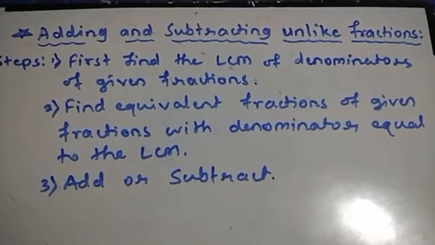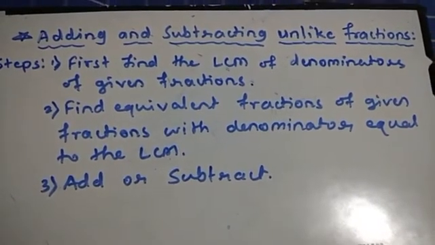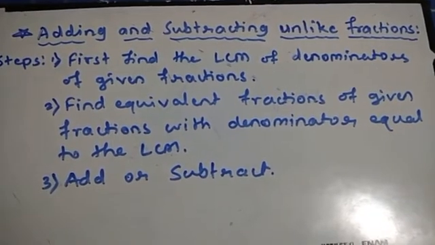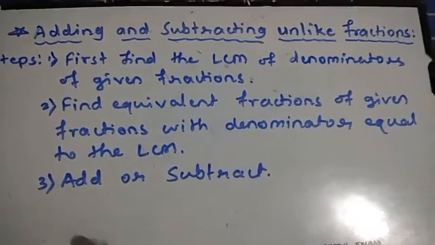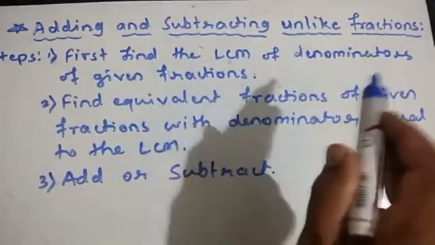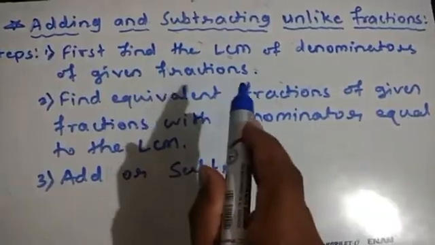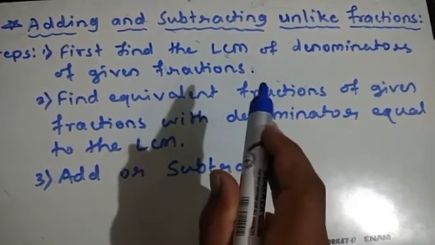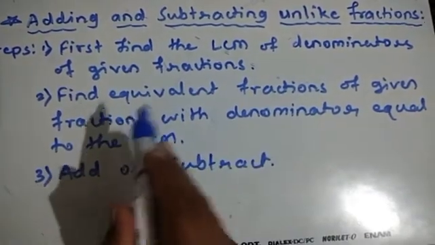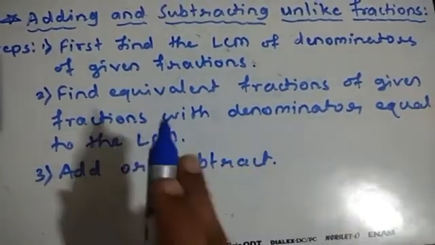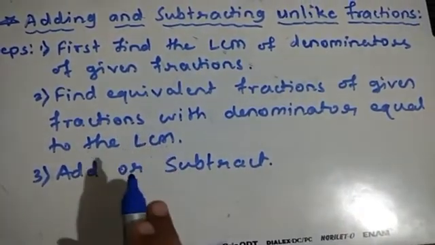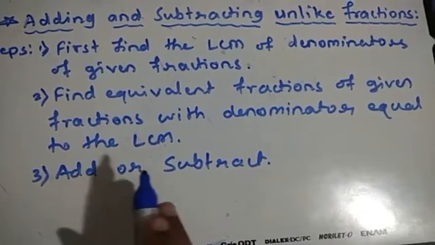Now the next part is adding and subtracting unlike fractions. Now suppose we are going to add or subtract unlike fractions, then these steps we have to follow. First, find the LCM of the denominators of the given fractions. Okay, then after finding the LCM of the denominators, find equivalent fractions of the given fractions with the denominator equal to the LCM. And then if addition is there, add, or if subtraction is there, subtract.